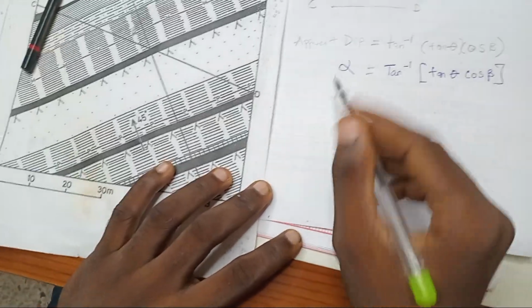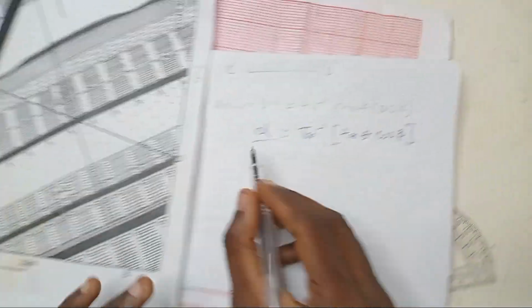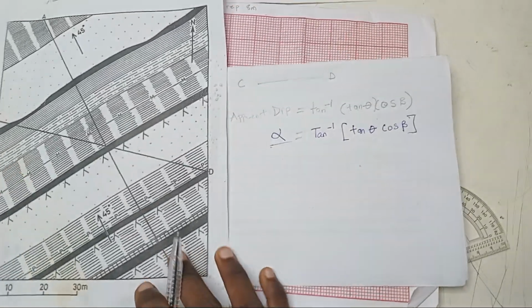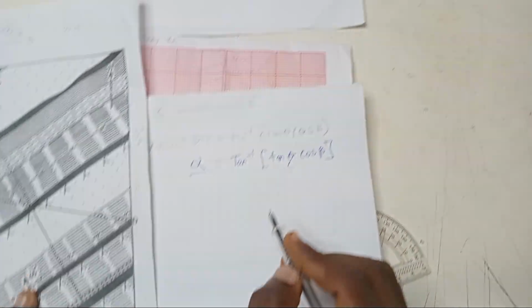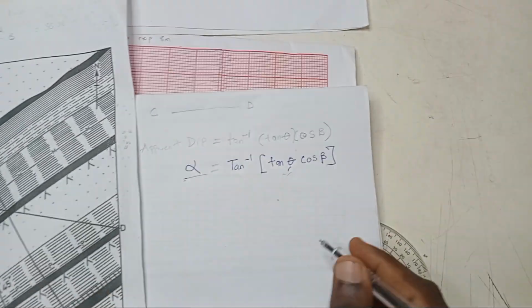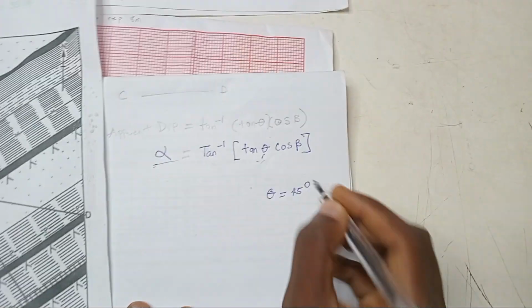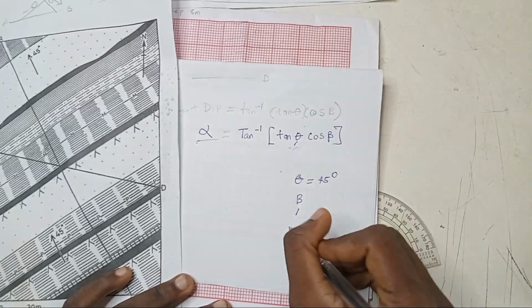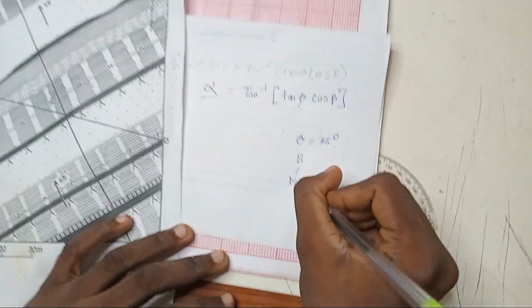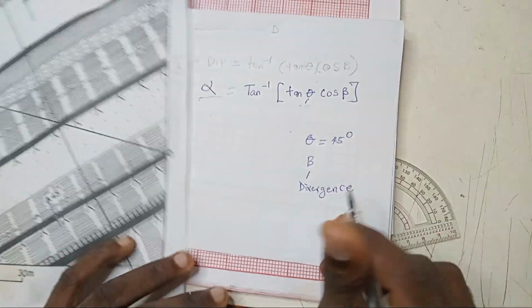Next, how do we get the apparent dip? For A to B, we know that it's 45 degrees. So for C to D, alpha is the angle that we get. Theta is actually the real dip, which you get from A to B. So here we know that theta is 45 degrees, right? So how do we get beta? Beta is the divergence. So how do we get beta?